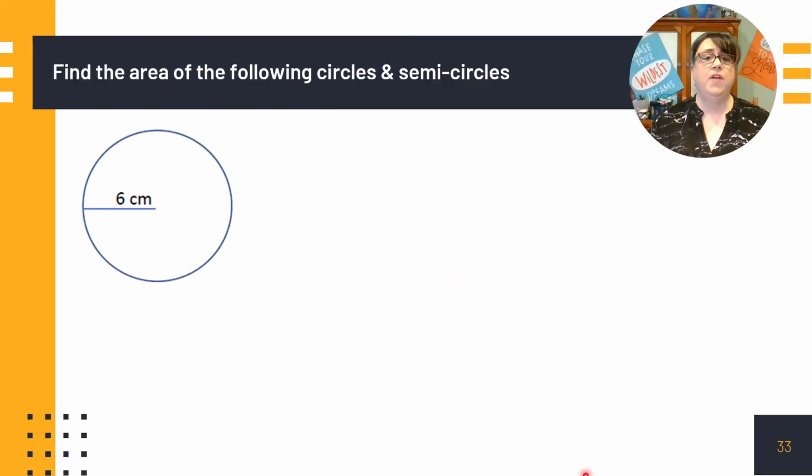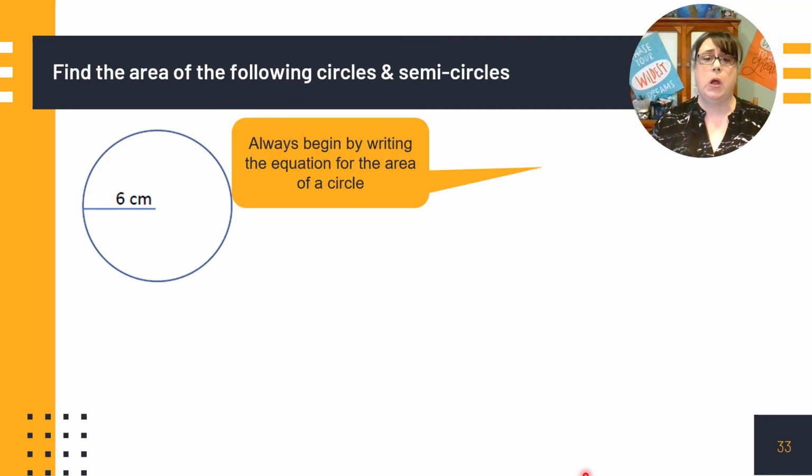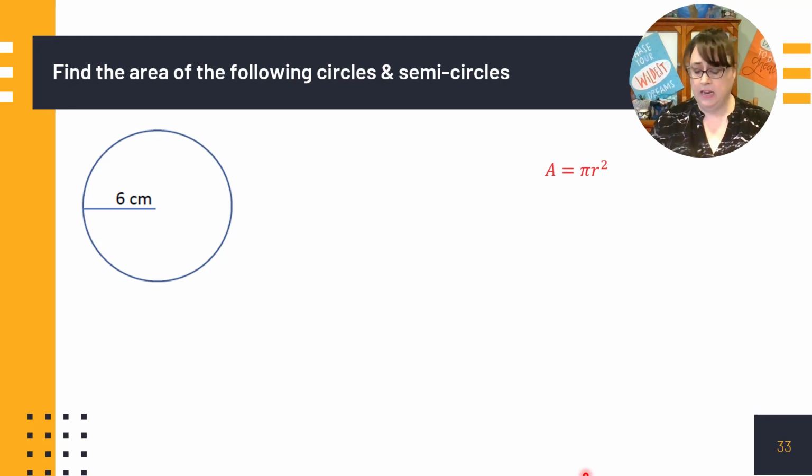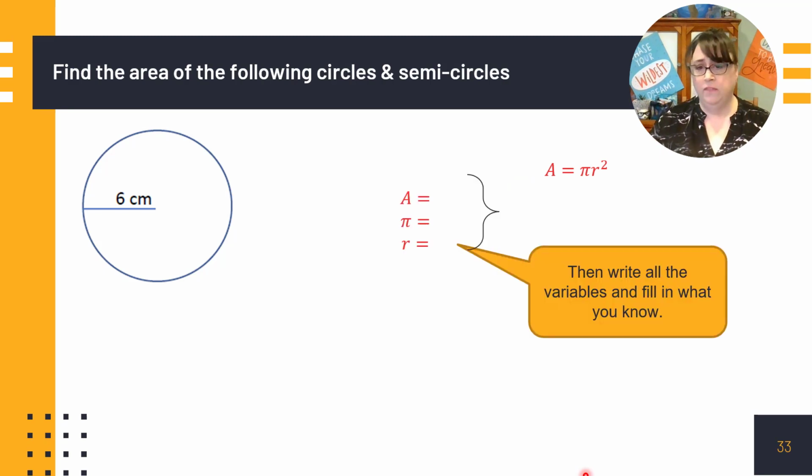Find the area of the following circles and semicircles. Right here we have a circle. The first thing that we're always going to do is begin by writing the equation for the area of the circle, whether we're finding the area of a circle or a semicircle. So area equals pi r squared. And then I like to always write down all of those variables so that we know what it is that we're looking for. And then we fill in what we know.